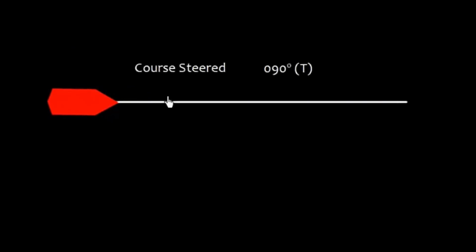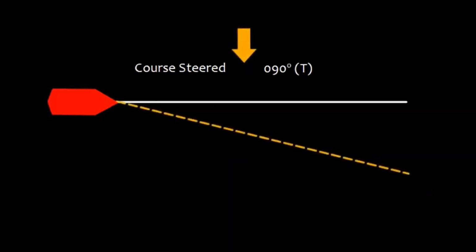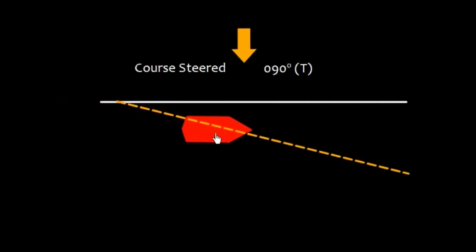Now, suppose this is a vessel and course to steer is 090 degree true. This is the true course to steer. And suppose the wind was blowing in this direction. That means northerly wind. So the vessel is steering 090, but vessel will follow this path.